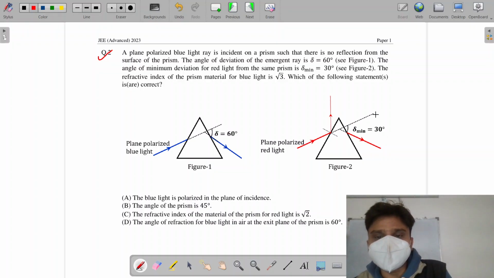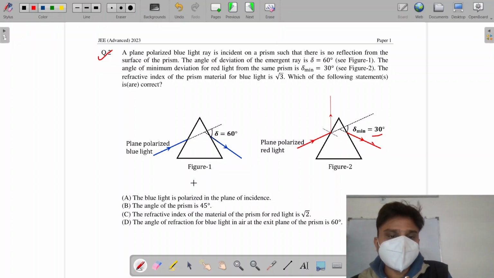So deviation is 30 degree, as is given here. The object of this question is to evaluate what is the angle of prism, whether the blue light is polarized in the plane of incidence, whether the refractive index of the prism is square root 2, and then whether the angle of refraction from blue light in air at exit plane is 60 degree. So these are the things which we want to analyze.